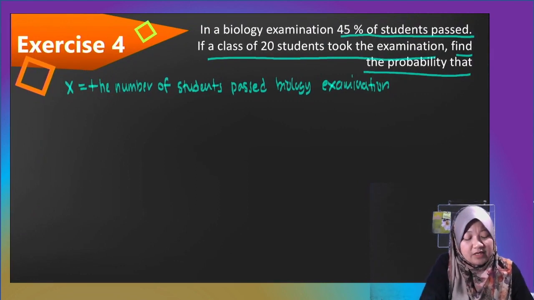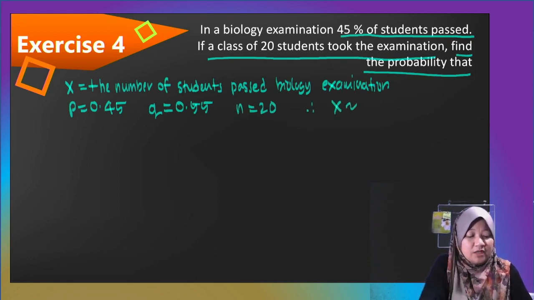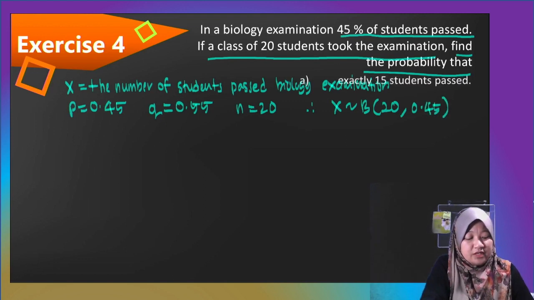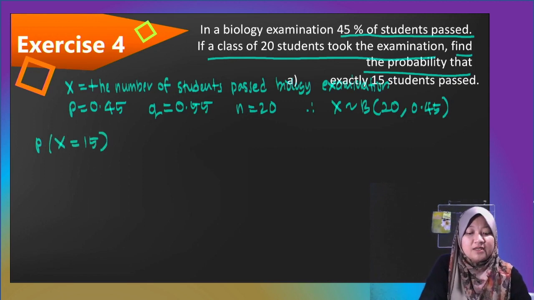Okay, apa lagi yang dia bagi? Probability dia P is 0.45. And then kita boleh terus cari Q. Q is 0.55. N is 20. We have 20 students in this class. Therefore, kita tulis X is distributed binomial 20 kat sini and P dia adalah 0.45. Okay. So, dia suruh kira apa? The probability exactly 15 students pass. Exactly 15. So, exactly 15 means probability X equal to 15. Exactly.